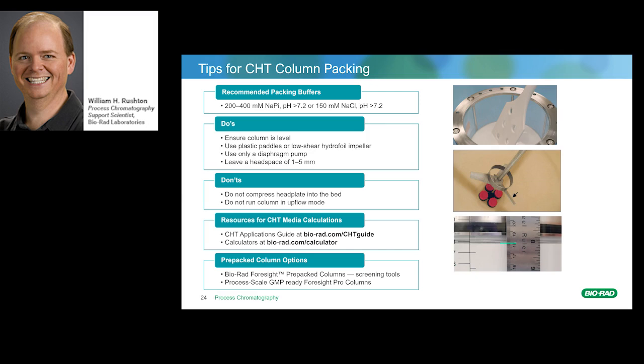If you need to calculate the amount of CHT and buffer for slurry preparation, this can be found in the CHT applications guide at bio-rad.com/CHT guide, or the chromatography calculators at bio-rad.com/calculator. Additionally, we have a couple of pre-pack column options. We have our Bio-Rad Foresight pre-pack columns as screening tools. These are 1 and 5 mil pre-pack columns. And then we have our process scale GMP ready Foresight Pro columns, which run from 5 to 33 centimeter diameters.